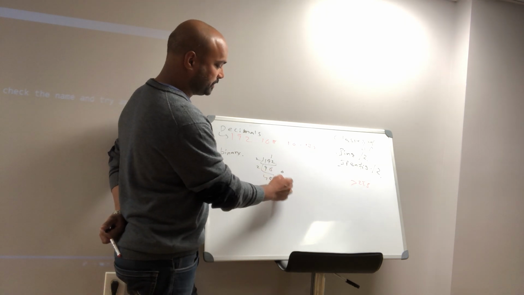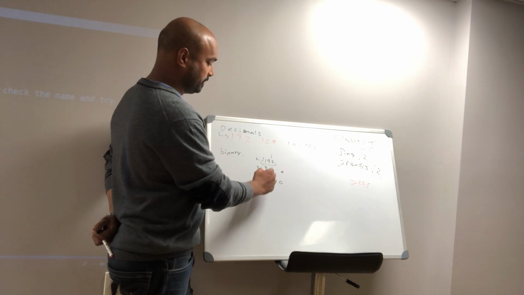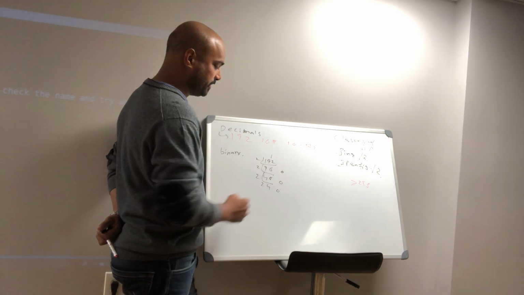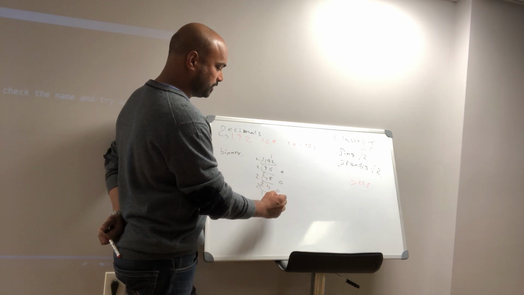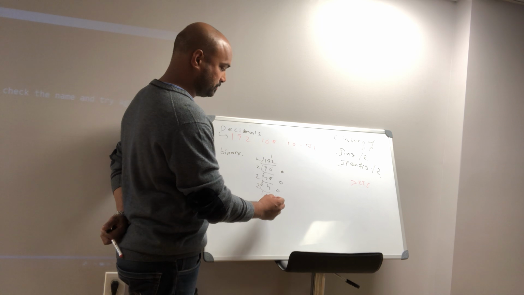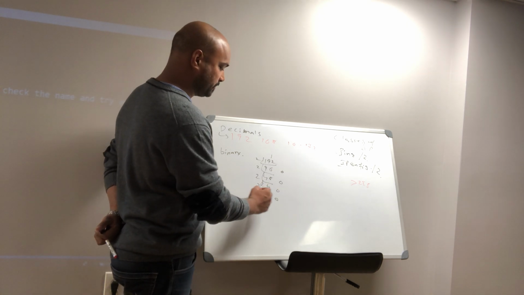2 4s are 8, 2 8s are 16, remainder 0. Am I right? Then do it again. 2 12s are 24, remainder 0 again. Then 2 6s are 12, and 2 6s are 12, remainder 0 again.